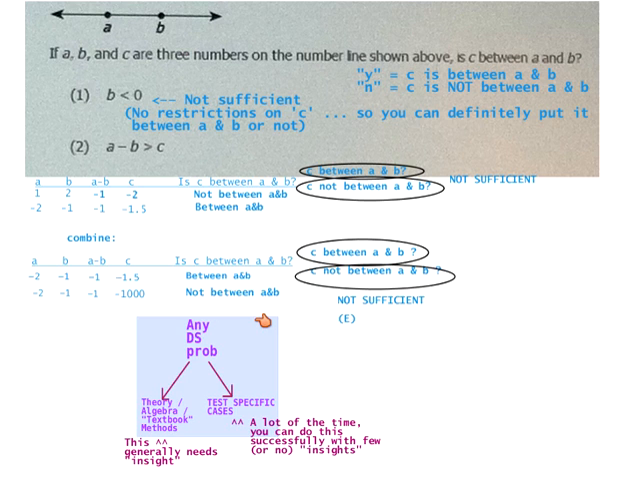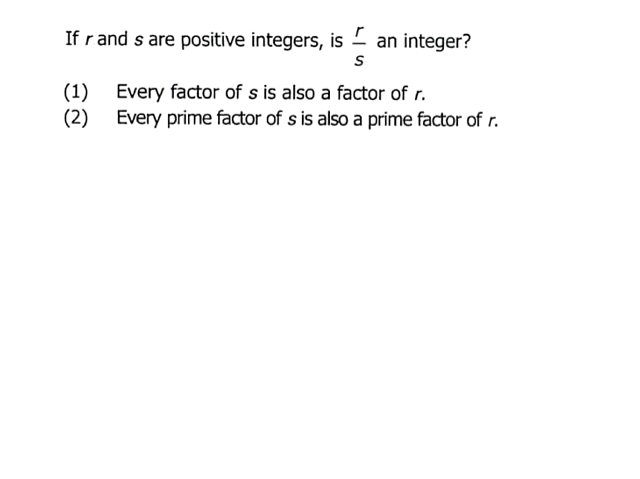Okay, let's go back to the problem that we were looking at. Let's go back to this problem here. All right, that problem. Okay, let's talk about it. So is R over S an integer? It's another yes-no question. So yes means that R over S is an integer.